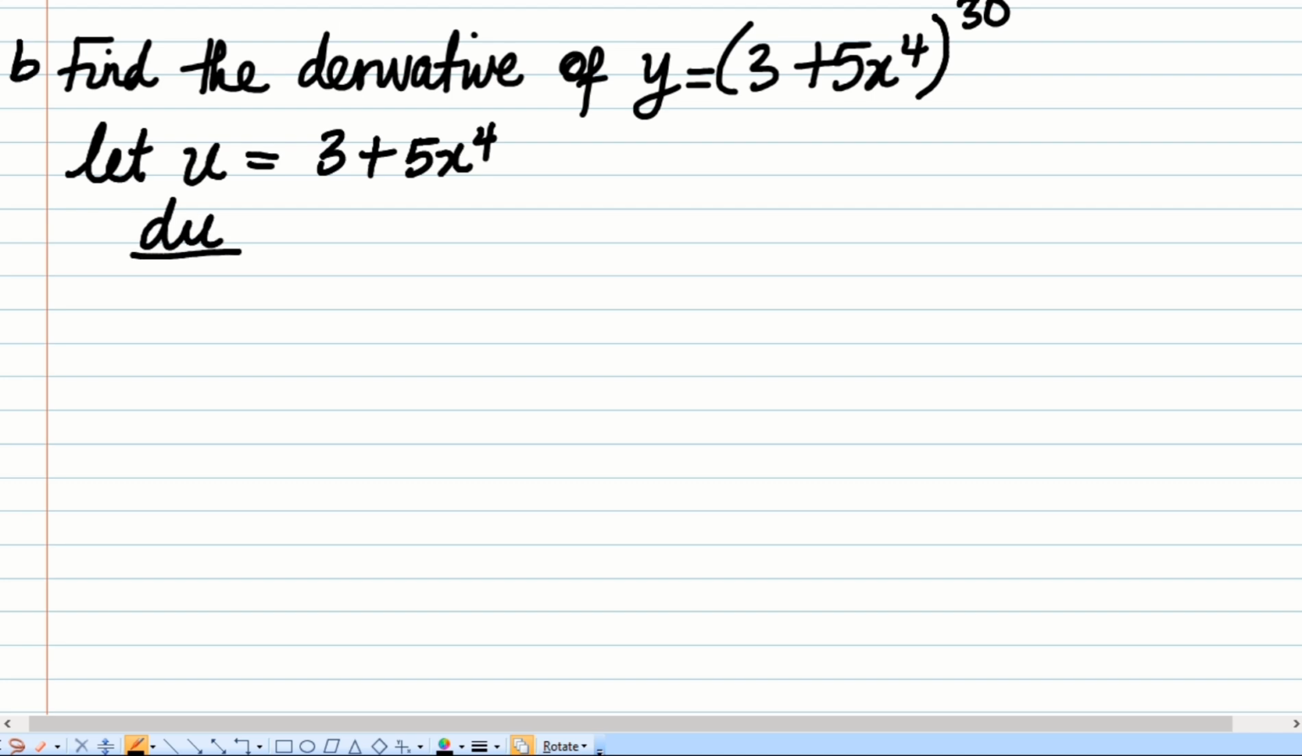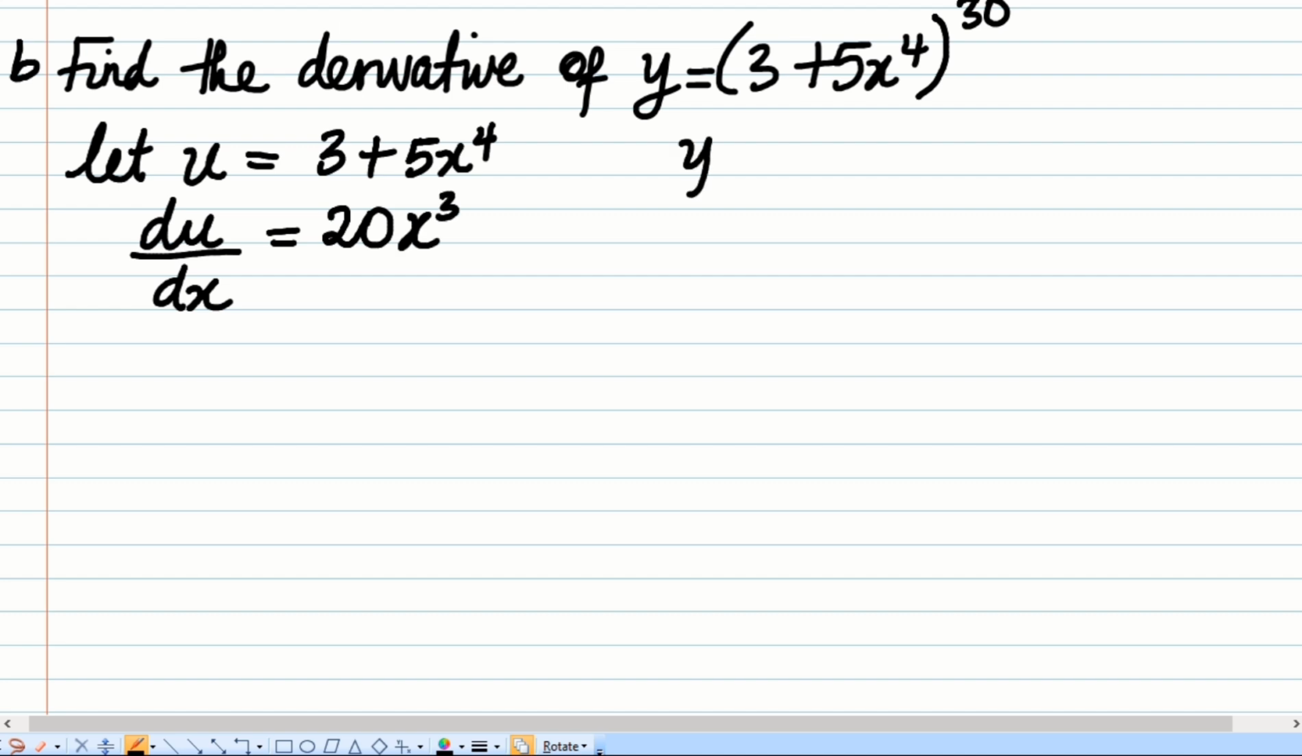This is what U is going to be, and then we're going to differentiate the U with respect to x. Alright, so when we differentiate U with respect to x, what are we going to get? If you differentiate 3, it is a constant, it's going to be 0. If you differentiate 5x to the power 4, remember, power rule now, it will be 4, that's the power, 4 times 5, which is 20x, 4 minus 1, which is 3.